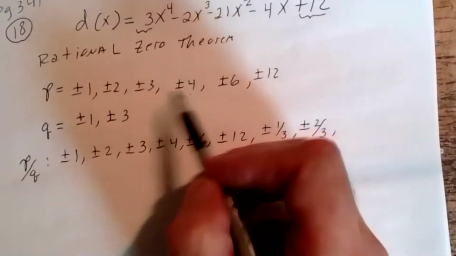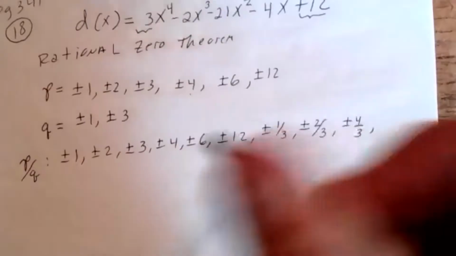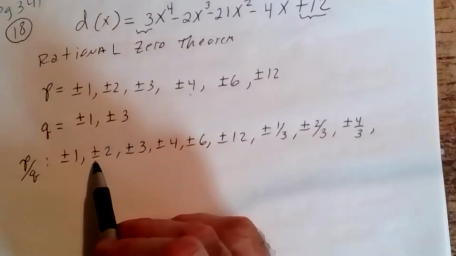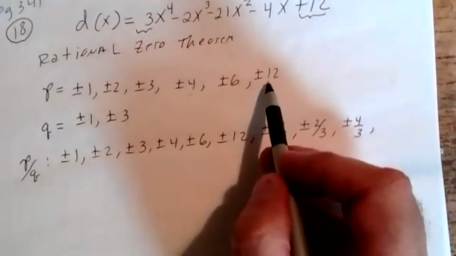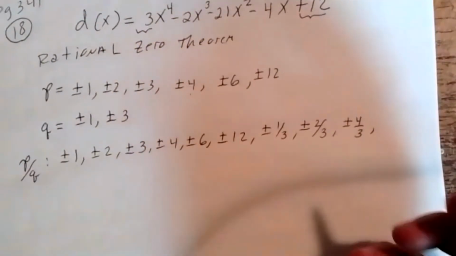Positive negative 4 divided by positive negative 3. Positive negative 6 divided by positive negative 3 reduces down to positive negative 2. We've already accounted for those. Positive negative 12 divided by positive negative 3, positive negative 4. We've already accounted for those.